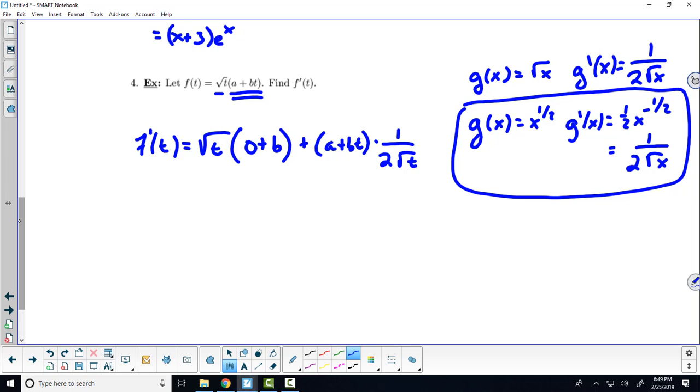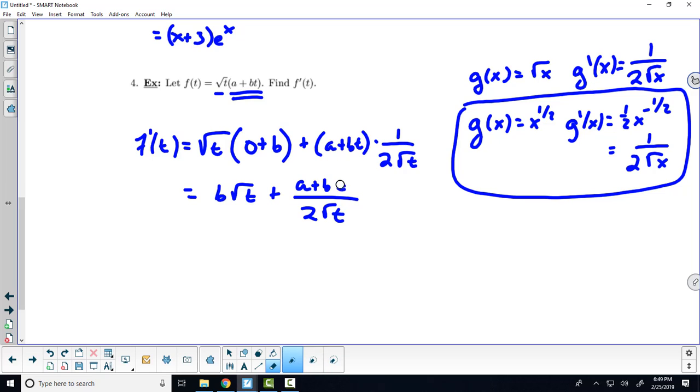Okay. So we could clean that up a little bit. This would be b radical t plus a plus bt over 2 radical t. I am perfectly fine with parking this right here. I don't think it's worth our time to go ahead and combine this as a single fraction. My math lab will ask you to combine this as a single fraction. What's your denominator going to be? Yeah, the denominator would be 2 square root of t, right? Okay. All right.